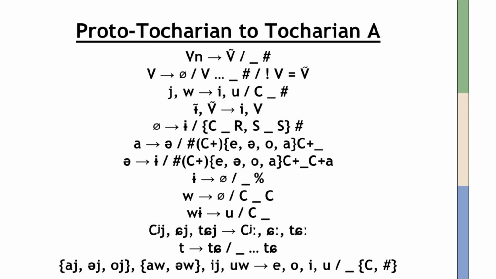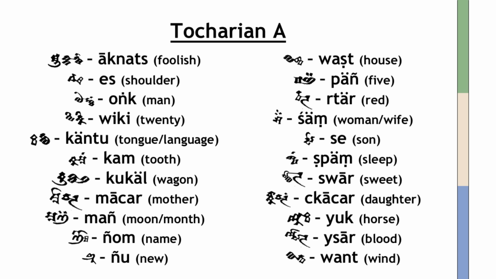Agnats, S, Unk, Wiki, Guntu, Gum, Google, Macher, Many, Nyom, Nyu, Wusht, Ben, Rtir, Shin, Se, Spin, Swar, Skacher, Yuk, Isar, Wunt.